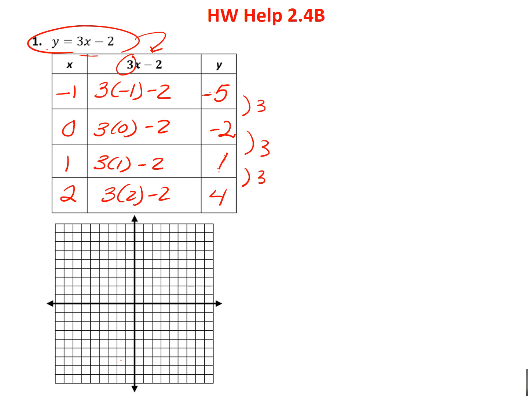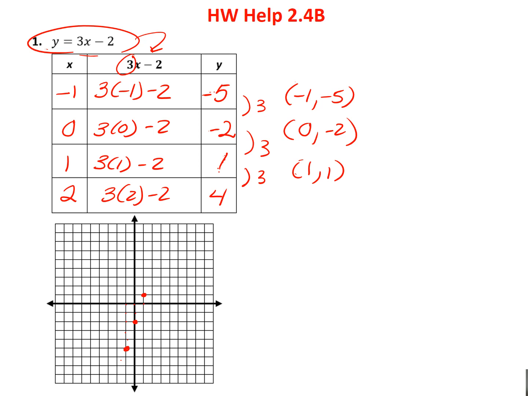So let's graph them. Our first point here is -1, -5. So I go -1 and then down 5, 2, 3. There's the first point. Our second point here is 0, -2. So we don't have to go any place there, 0 and then down 2. Third one is 1, 1. So from the origin, over 1, up 1.